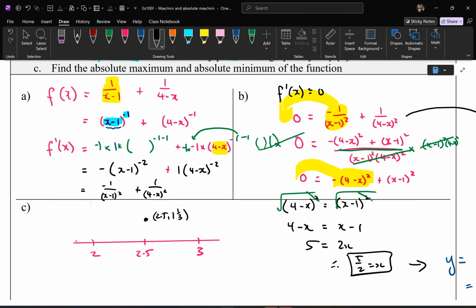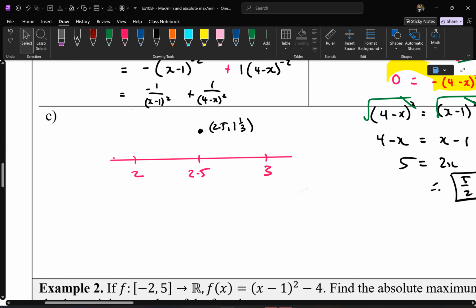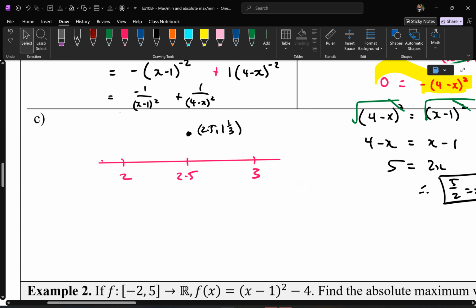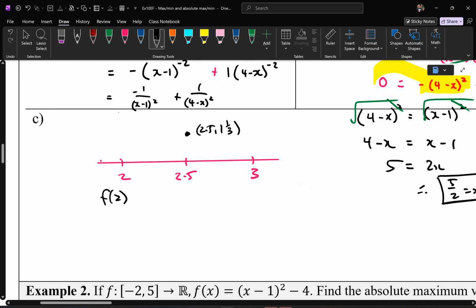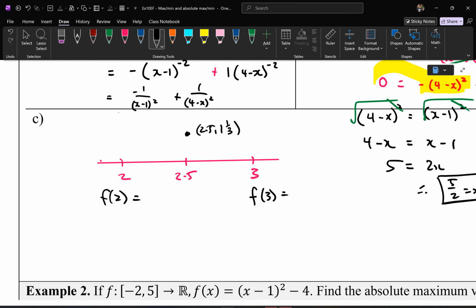We don't know if that's the absolute maximum or absolute minimum. So you need to find the endpoints now. Find the y value of each endpoint. So at x equals 2, what's f of 2? At x equals 3, what's f of 3? So we can do a comparison.